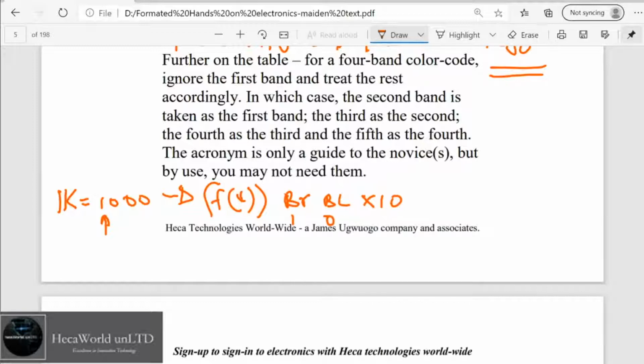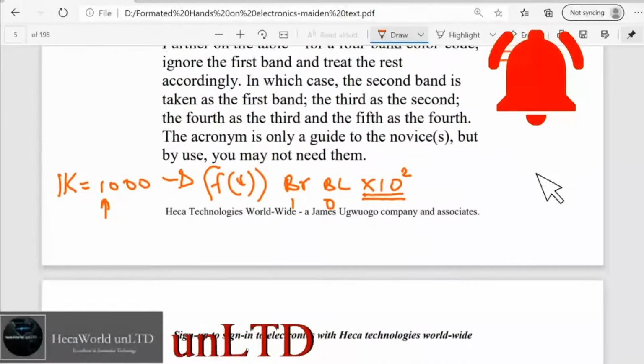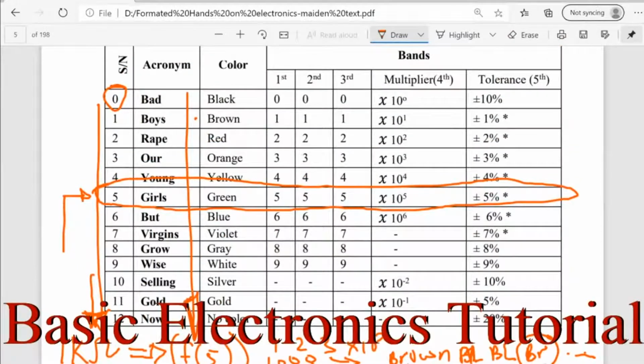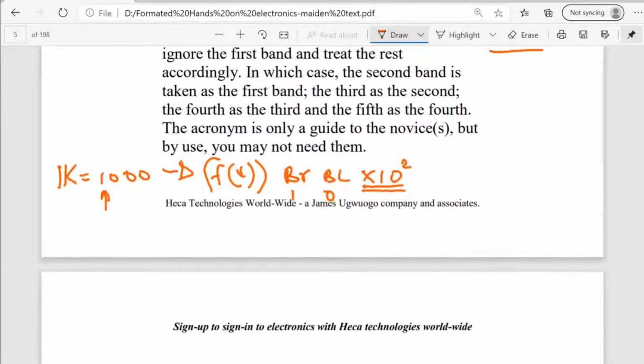We need 2 more zeros. What do we multiply by? What do we raise to? What value do we raise 10 to get 100? We just need 2 zeros, so that means 2, right? And what value corresponds to that in the table? You guessed it, red. So it's going to be brown, black, red.